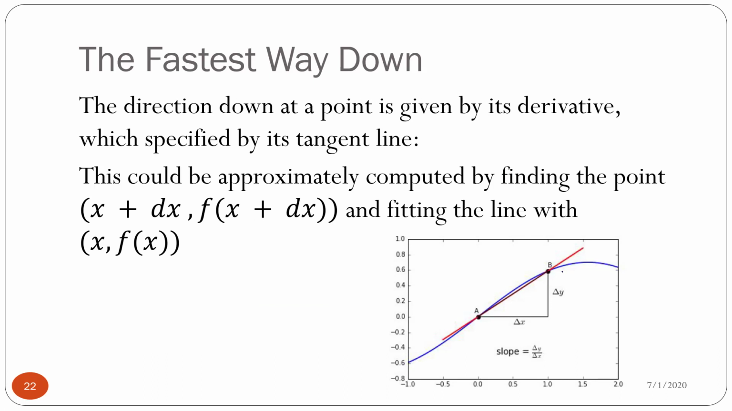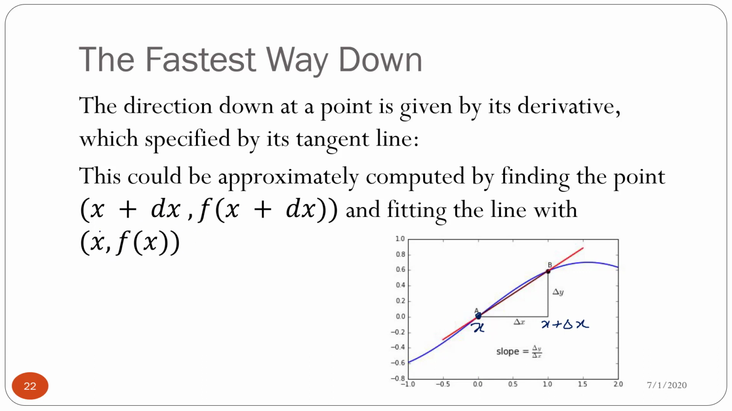Now, if you are at some point, then how do we find out the tangent? For finding the tangent, it is very simple. It can be approximated by finding x plus dx. If this was x, then this is x plus delta x. So find x plus delta x, and if this is x, then you have the corresponding y, which would be f of x.